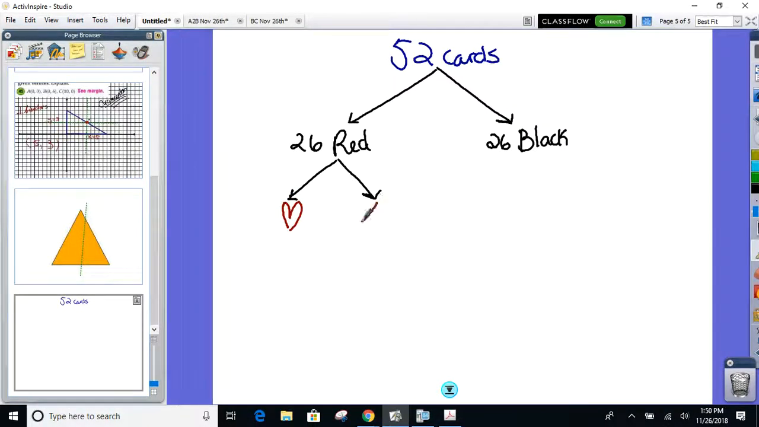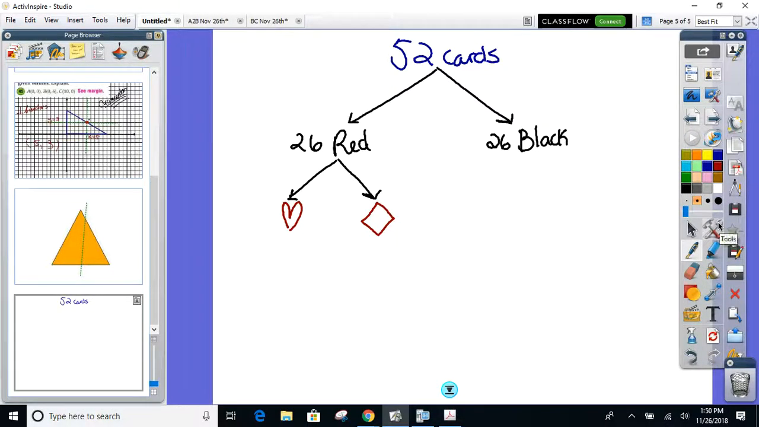Look at that. I can't draw it well because there's always ice around mine. So, how many of each? They're divided up evenly.